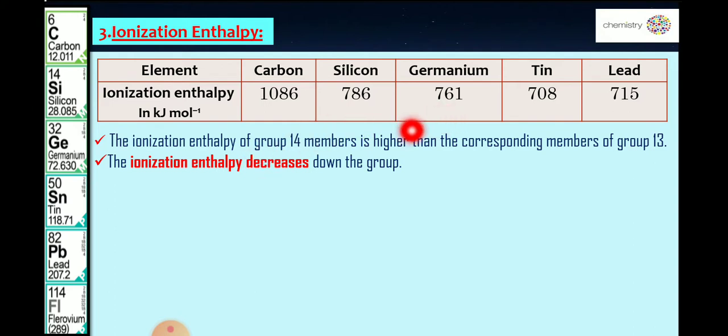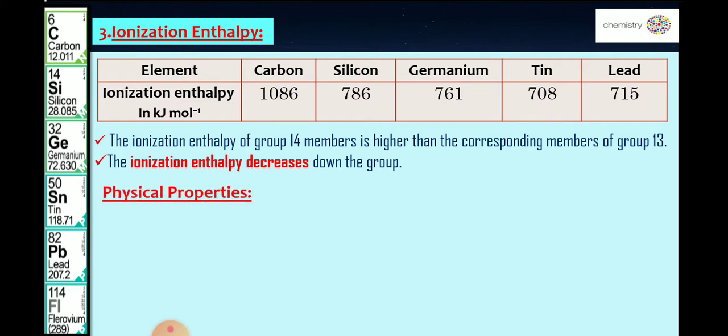Okay, so there's a gradual decrease in ionization enthalpy except for lead. The gradual decrease is due to the increase in atomic radius, the increase in covalent radius. The ionization enthalpy decreases down the group, with the exception of lead here. But the ionization enthalpy of these group 14 members is quite higher than the corresponding members of group number 13 elements.